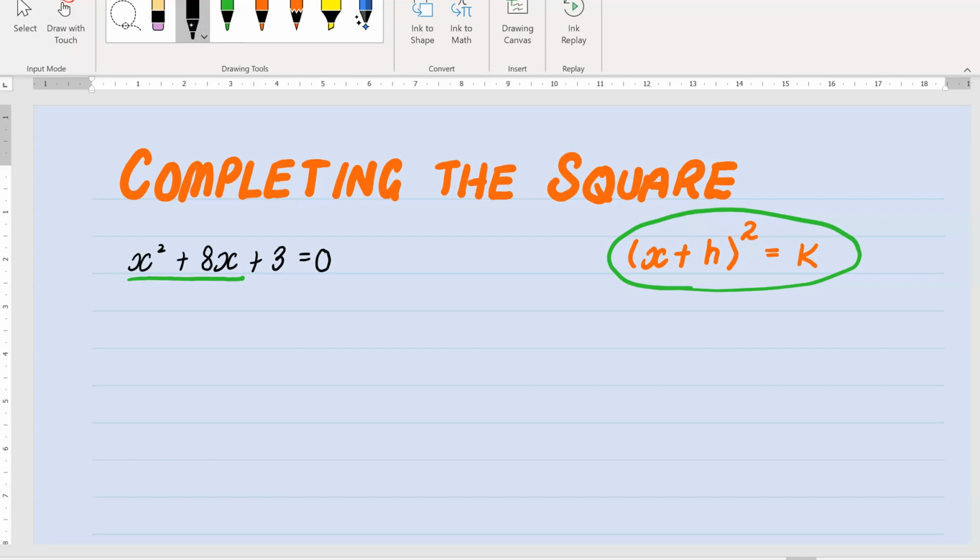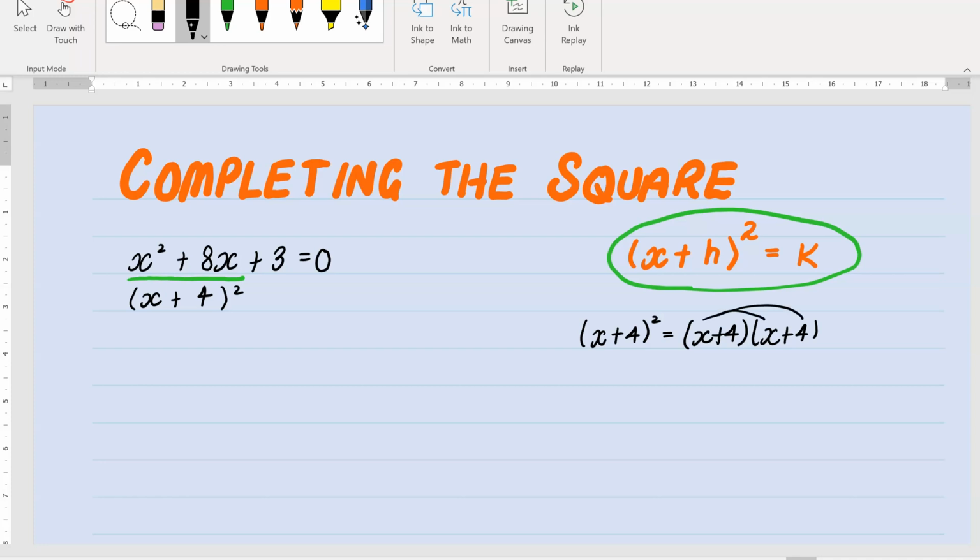And it's this that tells us what we're going to put in our squared here. The only way to get our x squared is to have the x in there. And this 8, we're going to halve. We're going to pop in the 4. Halve, divide by 2. And we're doing that because we know that when we have x plus 4 squared, this means x plus 4 times x plus 4.